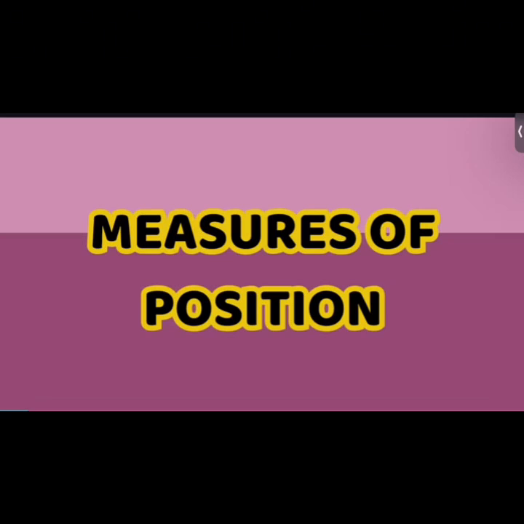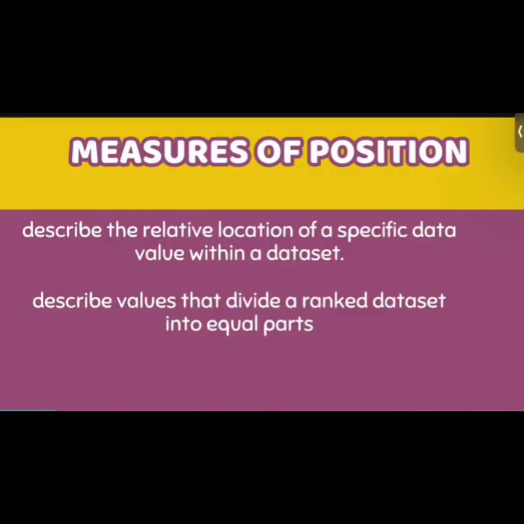Measures of position. Measures of position help us identify the location or position of a particular value within a set of data. Instead of looking only at the actual value, we can determine where the value stands compared with the other values of the data set. There are three common measures of position that we are going to learn: first, the quartile; second, the decile; and third, the percentile. So now let's proceed with measures of position.